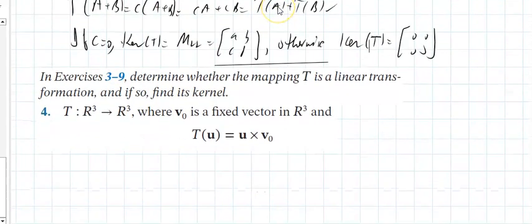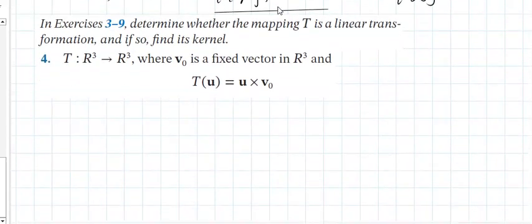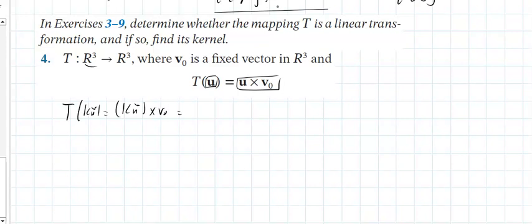Now, determine whether the map T is a linear transformation. If so, find its kernel. All right. So here, every time you apply a vector in R3, what it does, it takes that vector and crosses it with v sub 0. Well, v sub 0 is a vector. If I apply T on kU, well, that's going to be, based on the formula, kU crossed with v naught. But we know we could take k out and take U crossed with v naught.